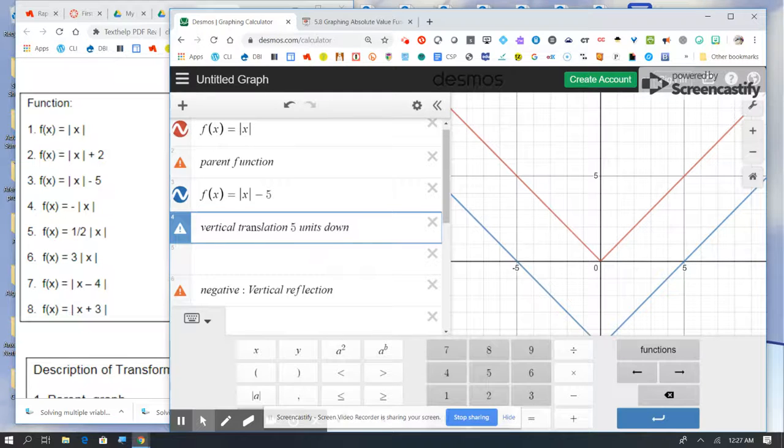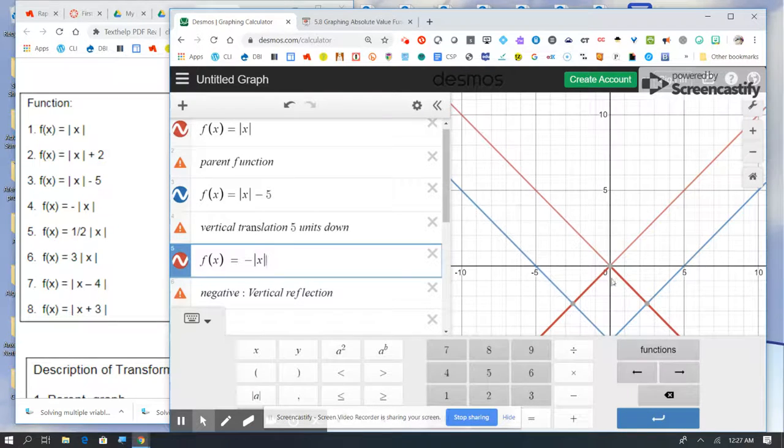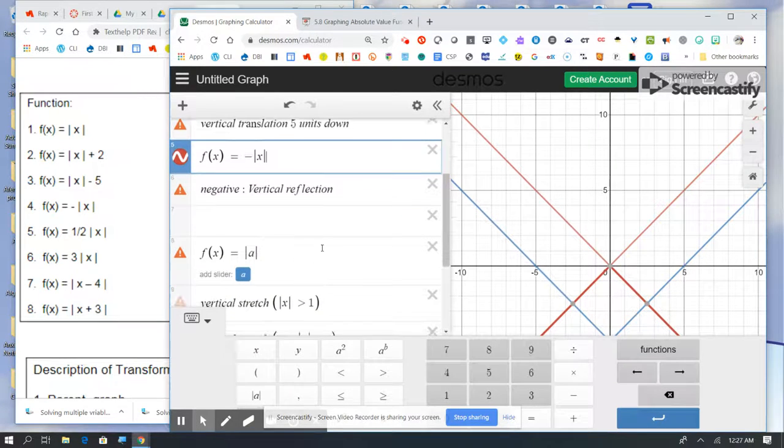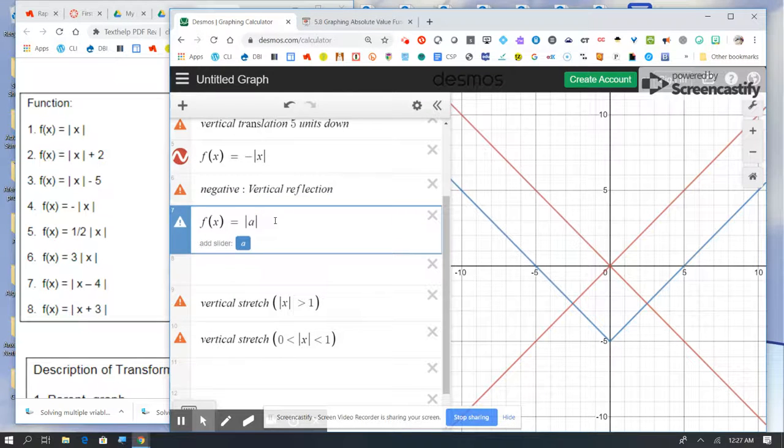So now the next one is, what about if we have f of x equals negative absolute value of x? What will happen? Do you see here? It's like a reflection, right? So we call that a vertical reflection. So how do you remember that? Now for the next one, I'm going to show you this way.